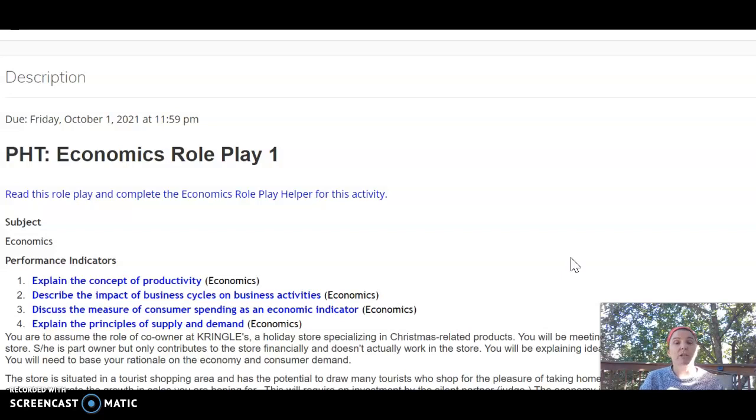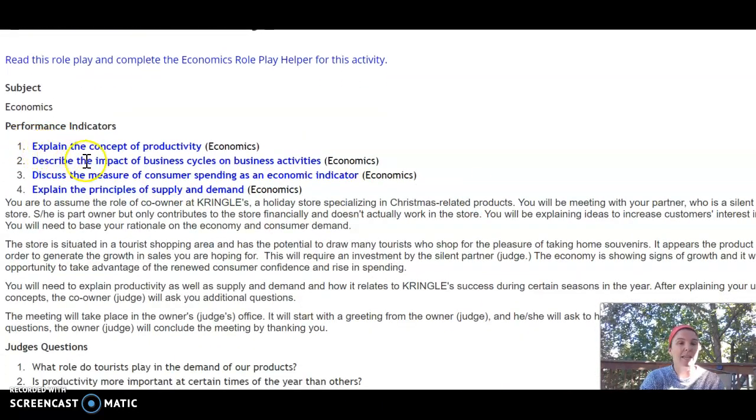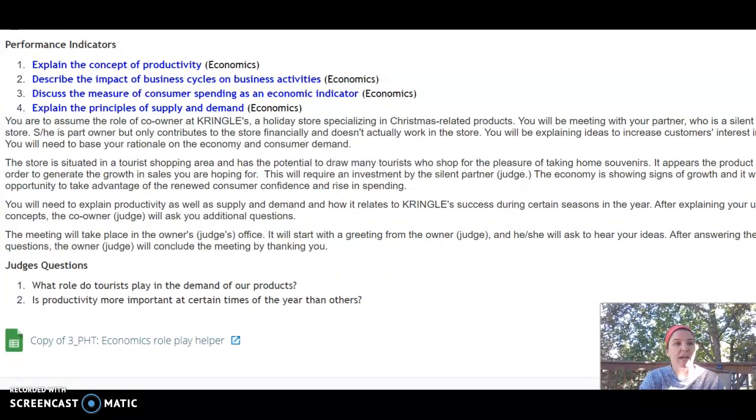The very first thing we're going to do is take some time and read this information. We'll look at our performance indicators right up here in blue. You're going to go down on your own and read through this case study, and you'll notice it has judges' questions for you right here. For right now, we're just going to leave the judges' questions alone. The first thing is to read down through that. The second thing is, right down here at the bottom, you'll notice it has a role play helper. We'll use those every time we do a role play.